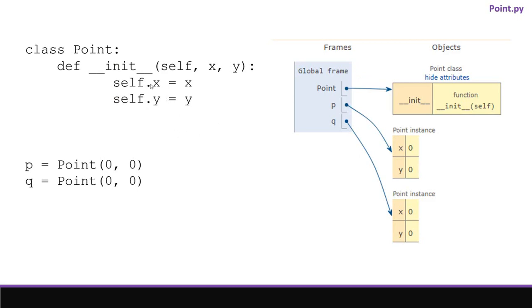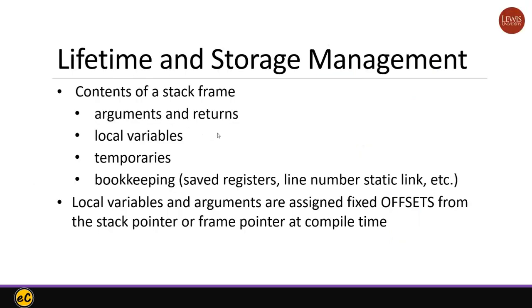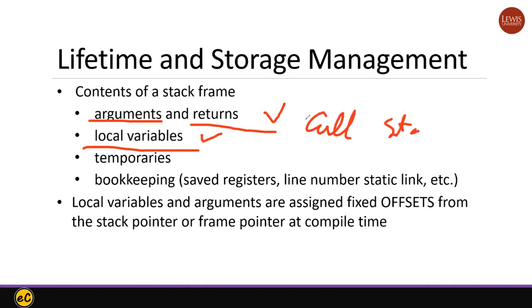And Python's class is more complicated than Java's class. Basically you have different types of variables: arguments, return variables, and local variables. These argument and return variables and local variables exist in the call stack. They are temporary and bookkeeping ones. These are local variables.